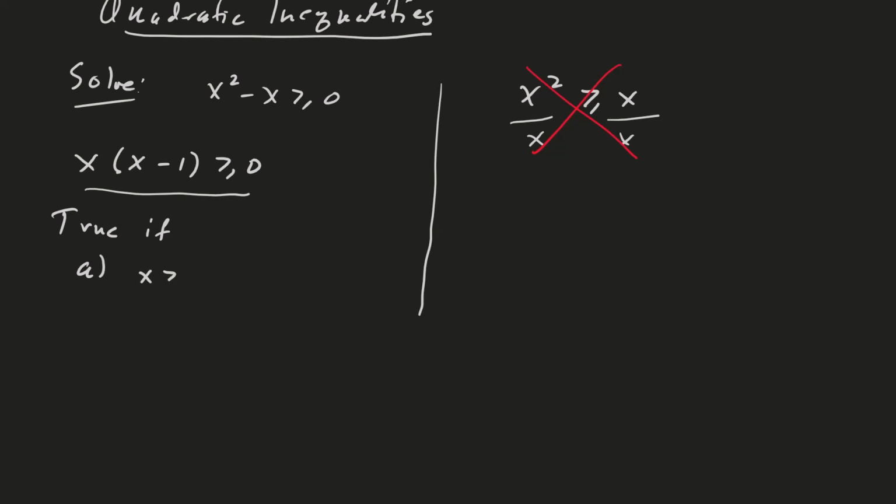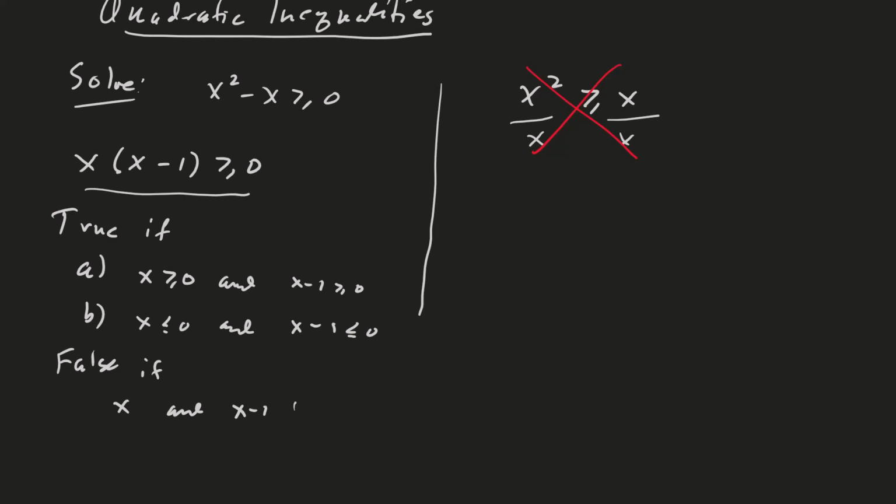If x is greater than or equal to 0 and x minus 1 is greater than or equal to 0, or B, if they're both negative, x is less than or equal to 0 and x minus 1 is less than or equal to 0. It'll be false if x and x minus 1 have different sign. Okay, and so what we need to know then is for what values of x is x greater than 0, and for what values of x is x minus 1 greater than or equal to 0.